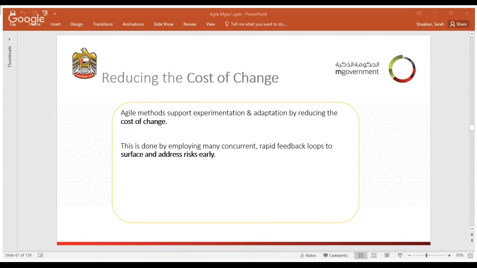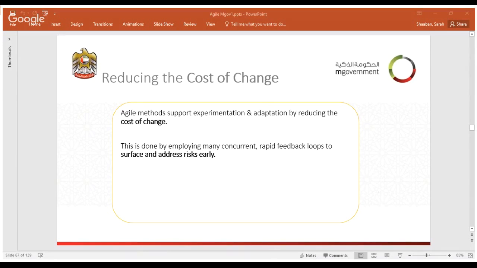To reduce the cost of change, because Agile is all about change. When we talk about Agile, we are talking all about the change. We have to accept the change. We have to anticipate the change. We have to put the change into the Agile life cycle that we are working in. So Agile methods support experimentation and adaptation by reducing the cost of change.